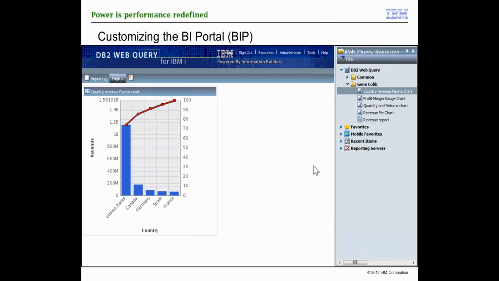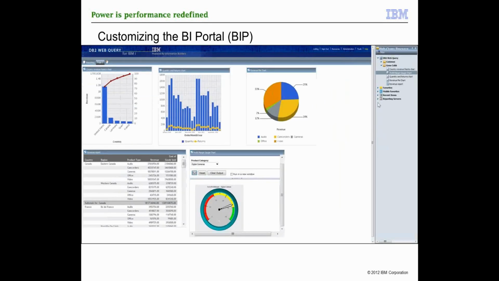So here I'm customizing my own page. I can drag any one of these reports from the list of available reports over on the right into my portal, and now I'm essentially building my own custom dashboard. When I'm done, I might have something that looks like this. I've selected a series of charts and reports, and these are the ones that are most relevant and interesting to me. So the next time I log into DB2 Web Query, instead of going to that main page, it's going to open up this page. Here it's my own custom BI portal.